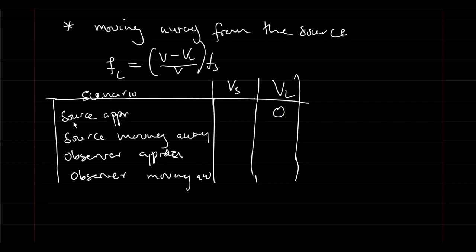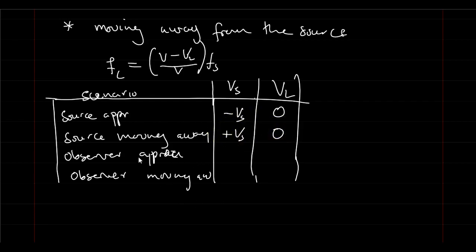So now the sign of the source, the sign of Vs, it must be what? It must be minus Vs. And then when it is moving away, it must be plus Vs.